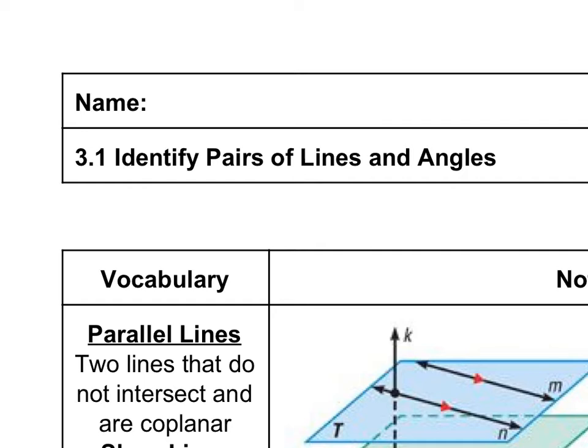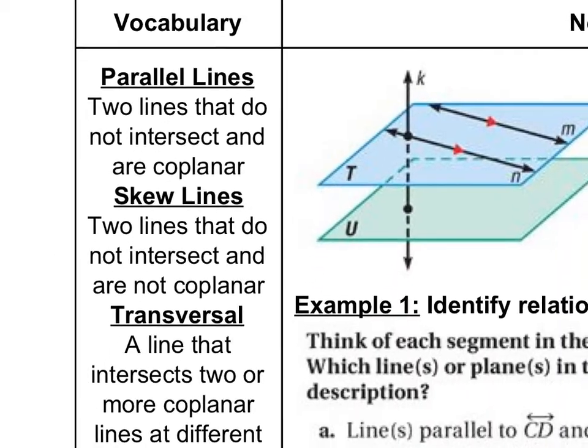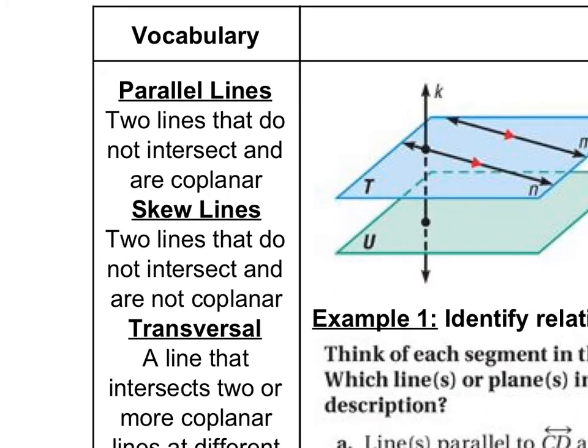As we get started here with identifying pairs of lines and angles, Chapter 3, Lesson 1. So here we go. Some vocabulary to get rid of here first. Two very important things to know here. We're talking about parallel and skew lines. Parallel lines, we know, are two lines that do not intersect.